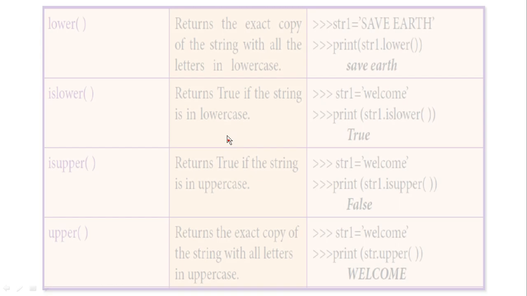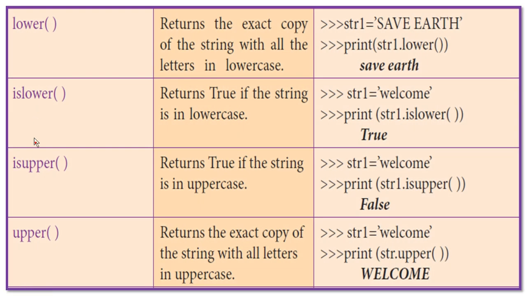Next functions: lower, islower, isupper, upper. The first one, lower, returns an exact copy of the string with all the letters in lowercase. Here, for example, str1 "SAVE EARTH" has all alphabets in capital letters. Print str1.lower, so it turns the capital letters into small letters, all uppercase letters turn into lowercase letters.